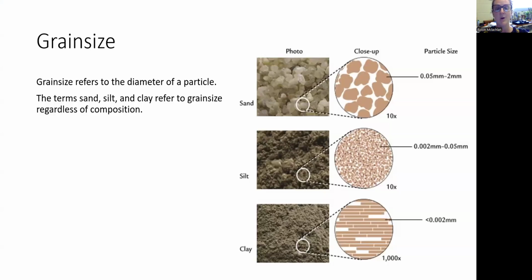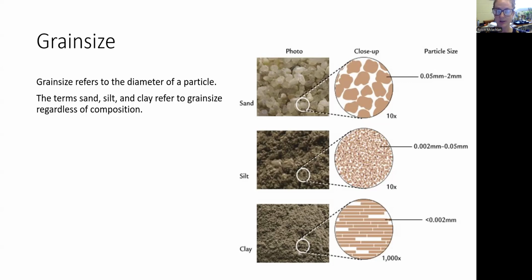When we talk about it, we talk about the diameter of a particle and we use the terms sand, silt, and clay. And each of those words refer to a specific grain size range. So for example, sand is any particle that ranges from 0.05 millimeters to 2 millimeters in diameter. That means that when you rub it in your hands, it feels gritty. It feels like if you rubbed it on soft skin, you'd eventually rub yourself raw. That's sand. Silt is a little smaller than that.